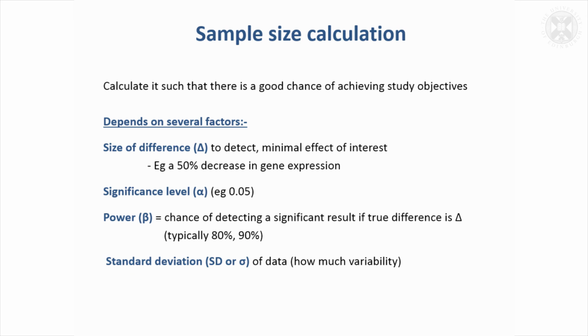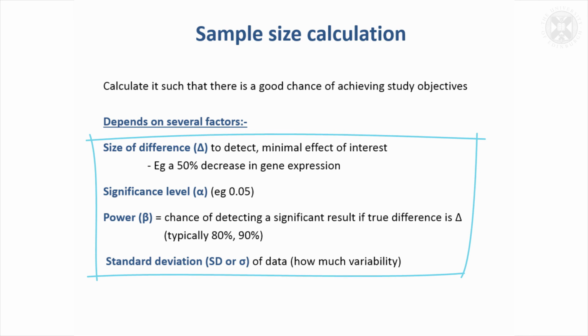So they're the 4 ingredients that go into sample size calculation. The first one you just need to think about. Second, the significance level is usually obvious. The power, you just need to decide how certain you want to be about getting your significant result. And then you do need an estimate of the standard deviation of your primary endpoint.